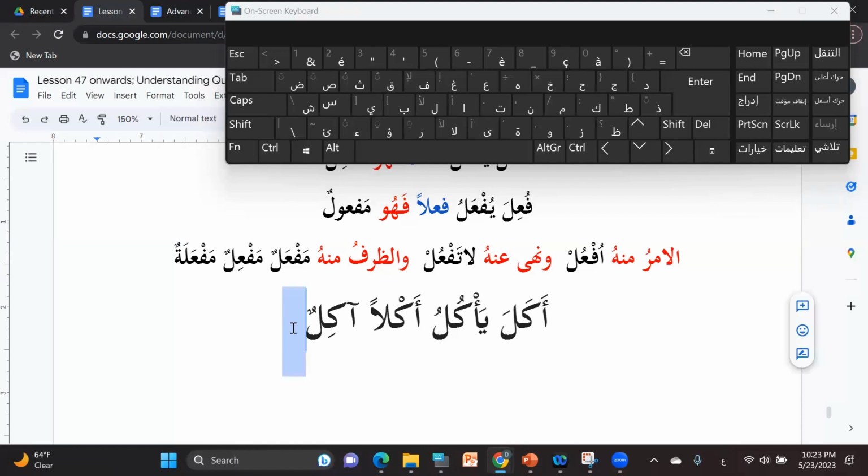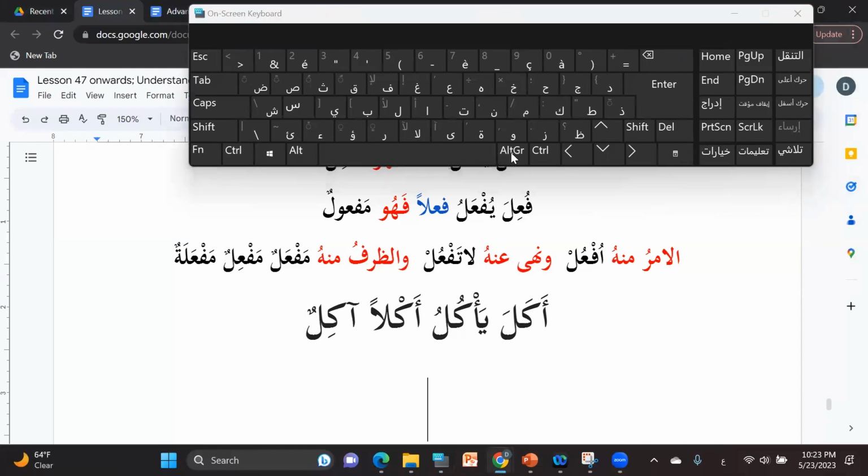Okay. Now mabni lil majhul. What's the pattern for mabni lil majhul? Fu'ila, right? Ukila. Anything abnormal? Is there any jerky sound?